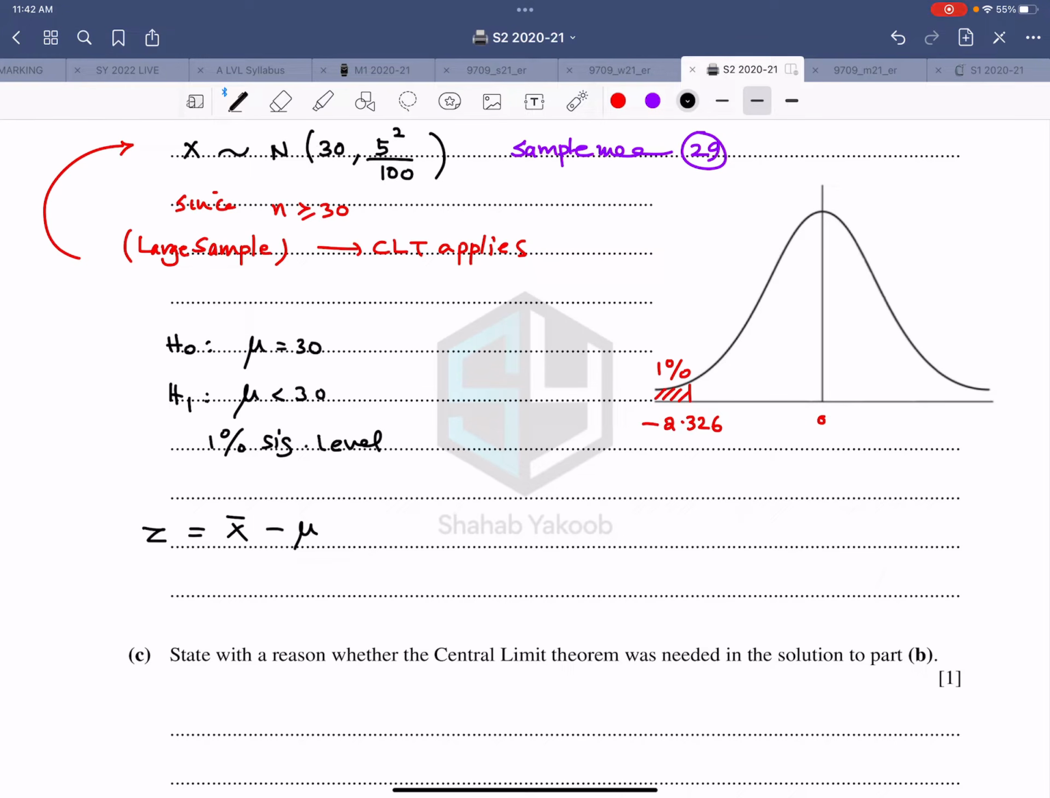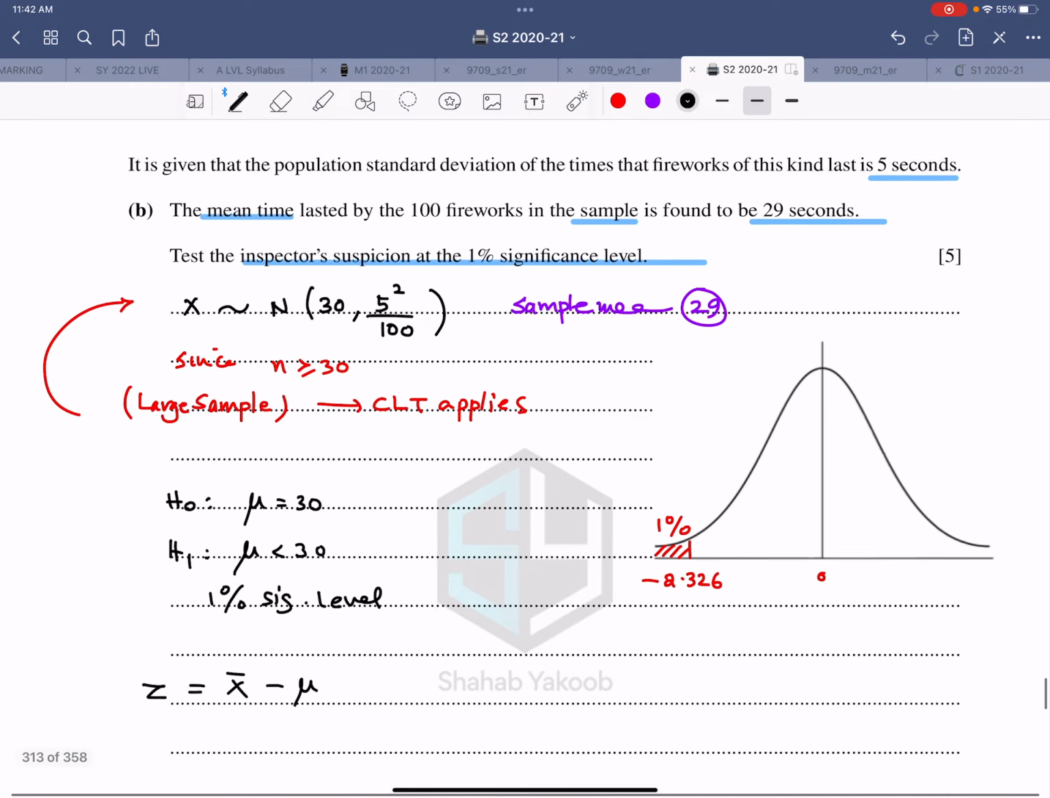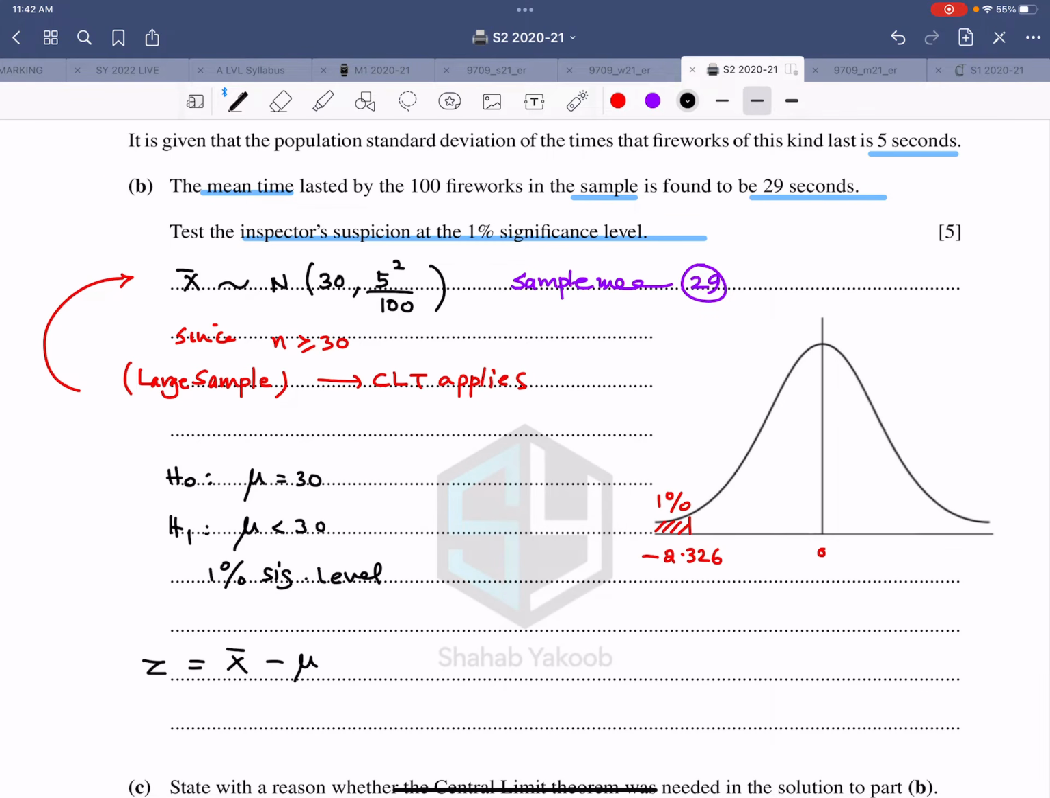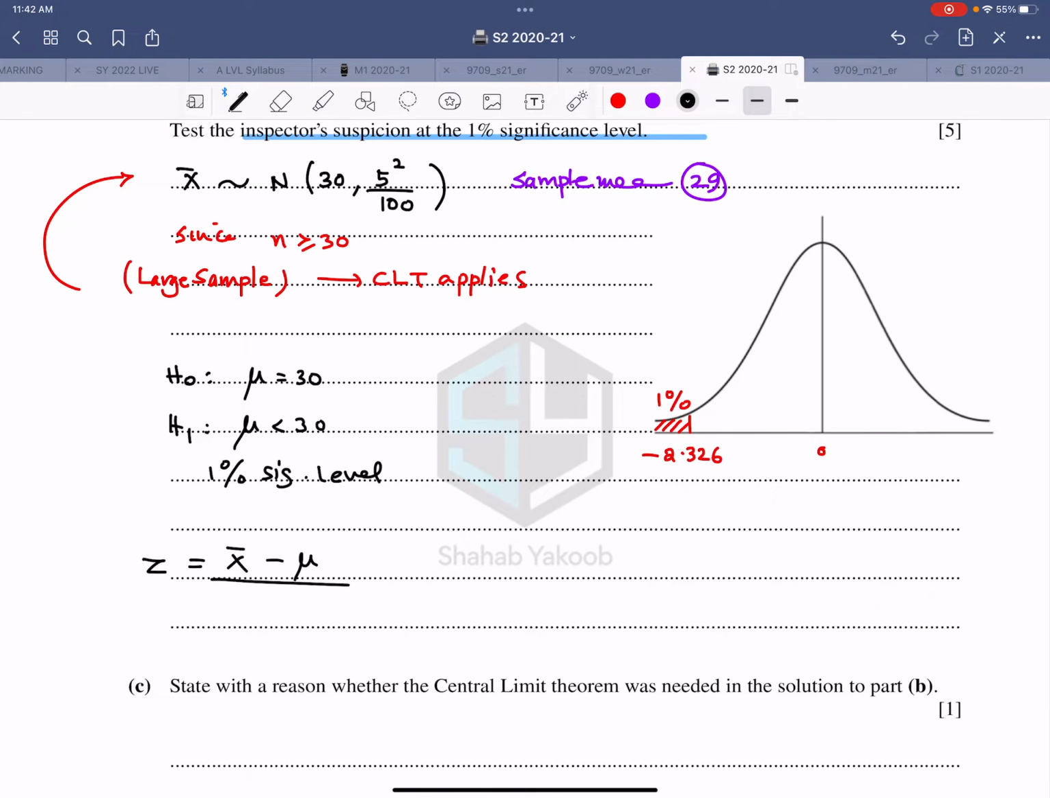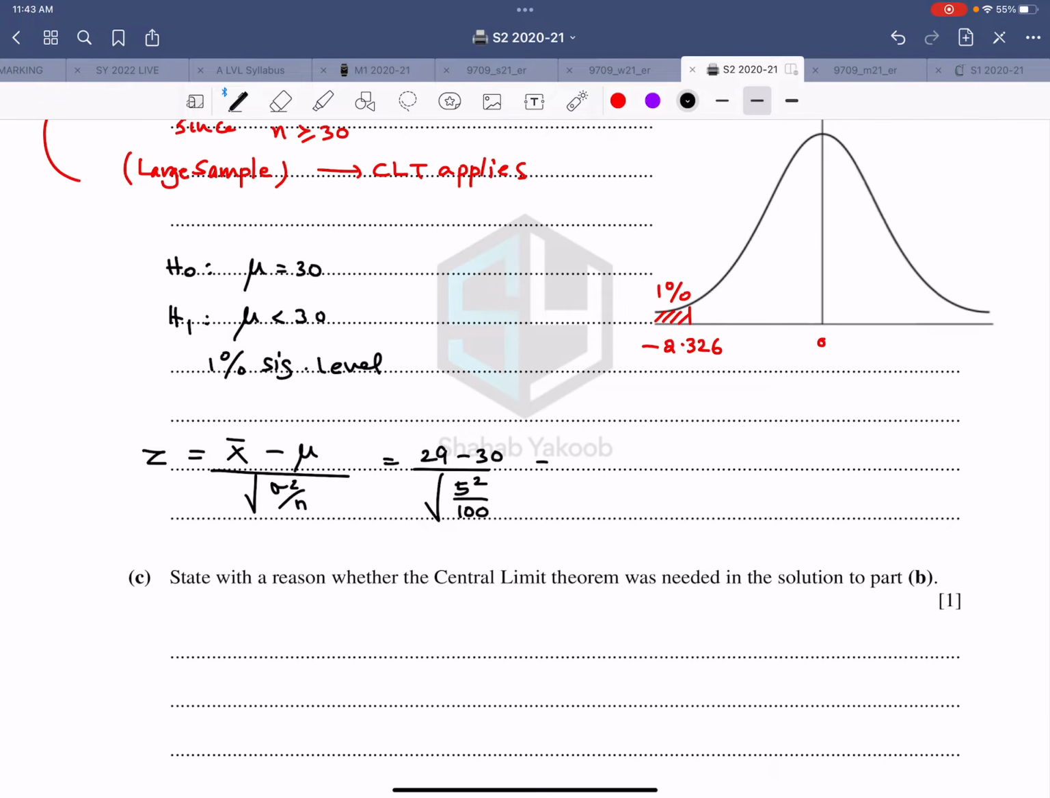This is a sampling question, so therefore this is X bar. Don't forget the X bar minus mu over the square root of sigma squared over n. So that is 29 minus 30 divided by the square root of 5 squared over 100. When you simplify it, this comes out to be negative 2. So this is the Z value of negative 2.